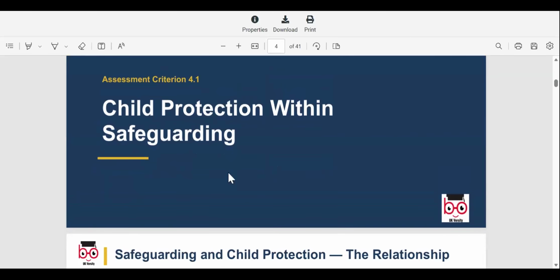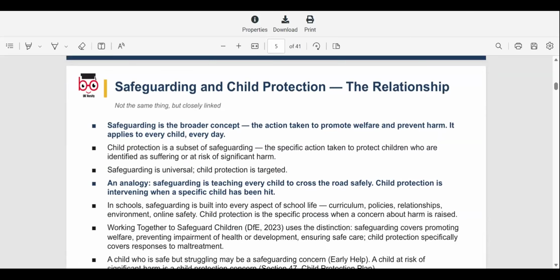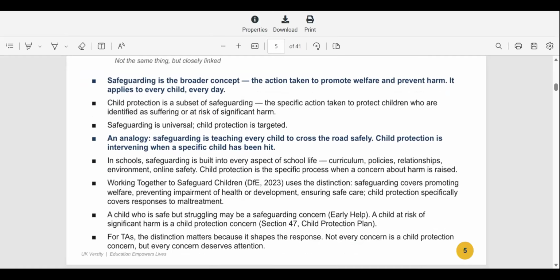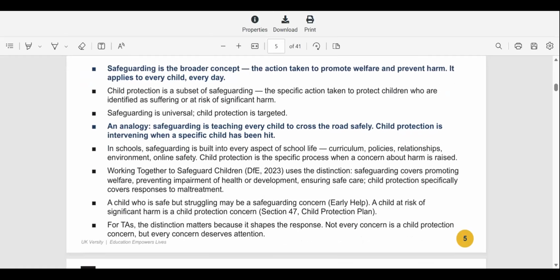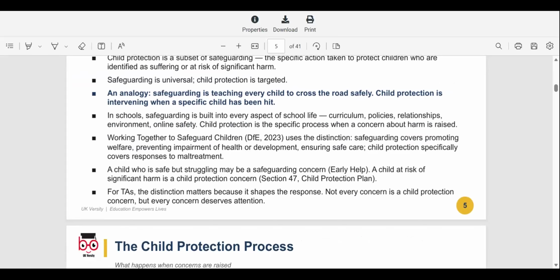4.1, child protection within safeguarding. Safeguarding and child protection are closely linked, but they're not the same thing. Child safeguarding is the broad, ongoing umbrella term for promoting children's welfare and preventing harm, whereas child protection is a specific subset focused on responding when a child is suffering or at risk of significant harm. In schools, safeguarding is built into every aspect of the curriculum, working together to make sure that the child is safe, but struggling may raise safeguarding concerns.